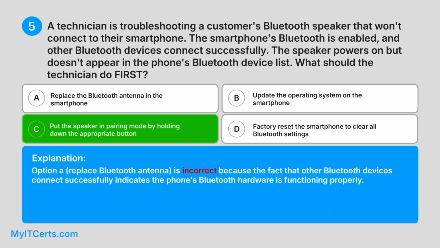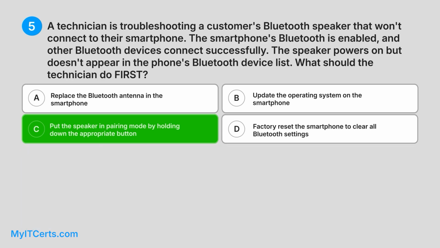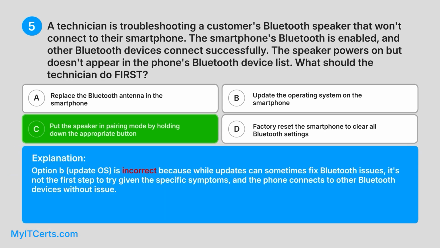Option A, replace the Bluetooth antenna in the smartphone, is incorrect because the fact that other Bluetooth devices connect successfully indicates the phone's Bluetooth hardware is functioning properly. Option B, update the operating system on the smartphone, is incorrect because while updates can sometimes fix Bluetooth issues, it's not the first step to try given the specific symptoms, and the phone connects to other Bluetooth devices without issue.